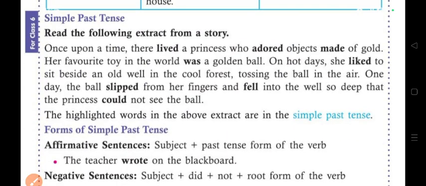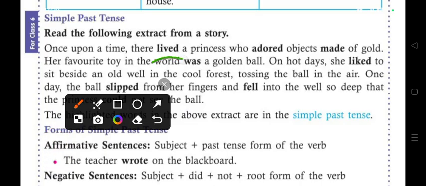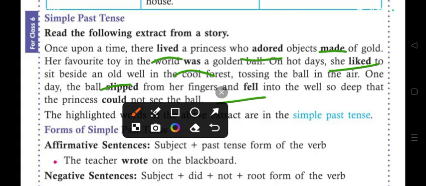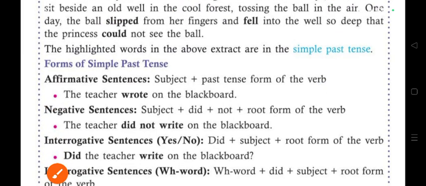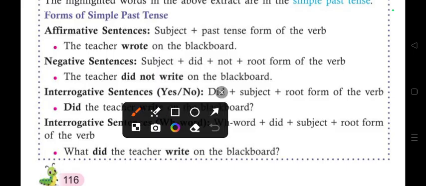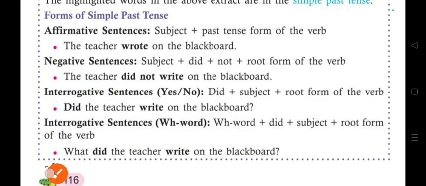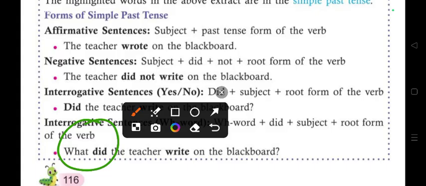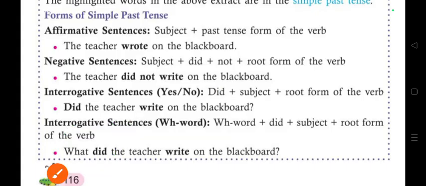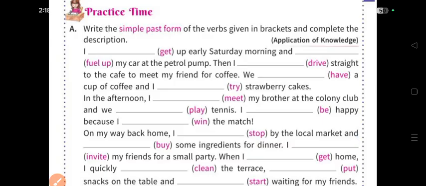So just look at this. Once upon a time there lived a princess, lived, adored, made, was, liked, fell, slipped. These are what? These are the past verbs. Understand? So how do we use with affirmative sentences? Firstly we use subject, then past tense form of the verb, and then we write object if it is given. In negative sentences we use not between did and the verb. In interrogative firstly we put did, and interrogative with wh word firstly we put the interrogative word and then helping verb and then subject. Okay, now let's solve the exercises.